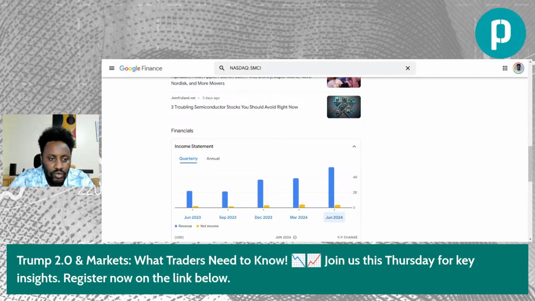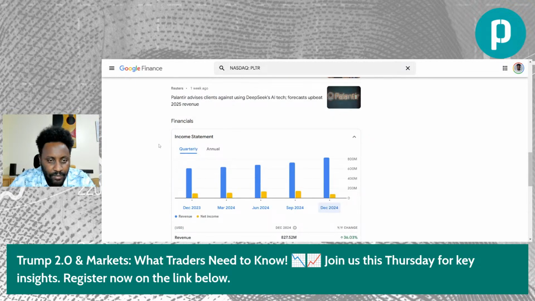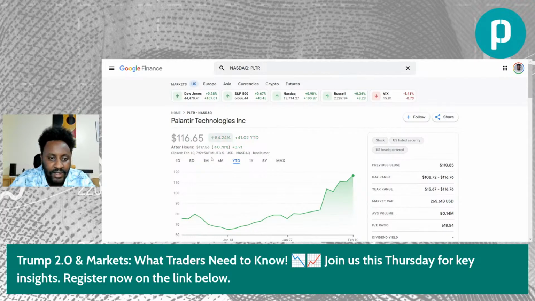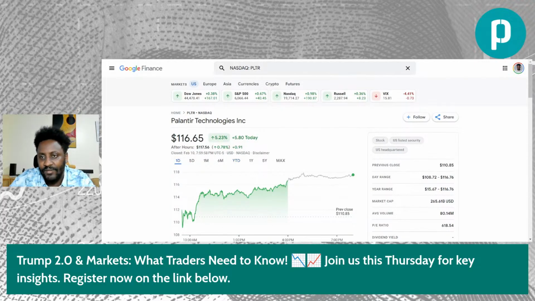So also to notice is Palantir, which was up 5% yesterday, and year to date, it's currently up 54%. So clearly, it's one of the top performing stocks in the US this year. And clearly, their revenue has been slowly increasing as well as their profitability. So we should be expecting to see more performance from the stock. So, sorry, I wasn't sharing the Palantir page. So this is Palantir, clearly up 54%, and yesterday being up 5%.